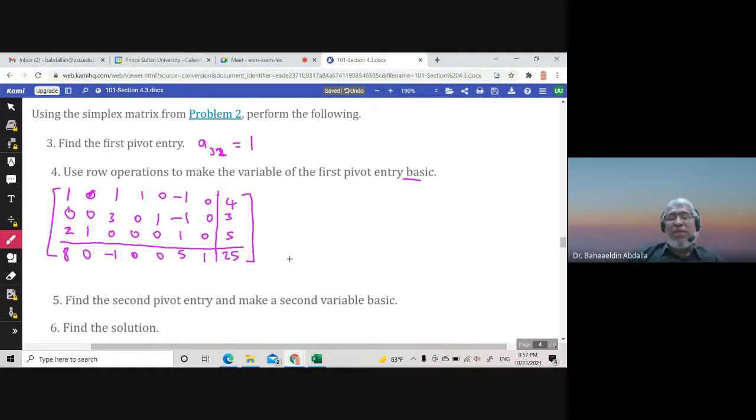Now we move in the simplex method. Each new matrix will move you from a corner point to another corner point. So here the basic variables are this one, this one. Of course, f is always there, and this one now. So x2 is a basic variable, s1 and s2. So x2 here is 5. So when x2 is 5 and x1 and x3 are zeros, then f would be 25.